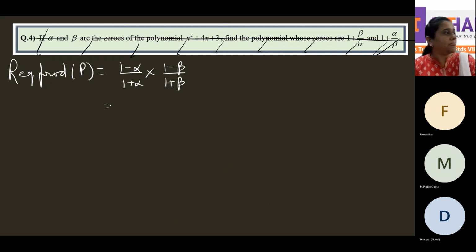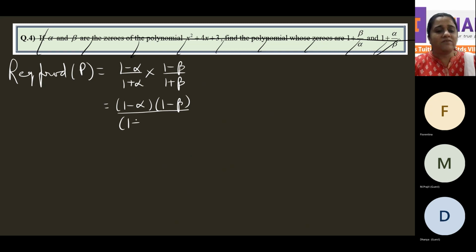Yes, Krishita, how do you multiply? Multiply the numerators, multiply the denominators. Okay, so how will it be? 1 minus alpha into 1 minus beta divided by 1 plus alpha into 1 plus beta. How do you multiply? No, nothing is in the book. Look at the board and tell me.